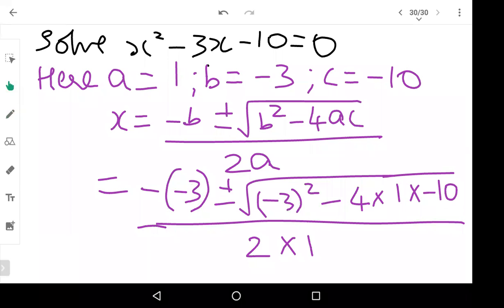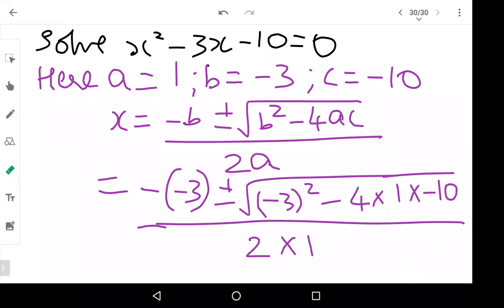Okay. Now let us simplify this. So minus into minus 3 will give me plus 3. So plus or minus 3 square is plus 9. Minus 3 into minus 3 is plus 9. Then minus 4 into 1 is 4. 4 ones are 4. Then 4 into minus 10 will give me minus 40. So minus of minus 40 is supposed to give me plus 40.